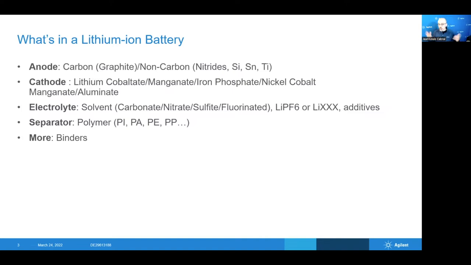So then what's really within a lithium ion battery? Like for most batteries, you have an anode, you have a cathode, you have electrolyte, separator, and binders. When you look at an anode, this is typically done either through carbon or non-carbon materials. Then you have the cathode. This is where most of the lithium is within the battery. You can have different, I shouldn't say recipes, but different types of batteries. It could be lithium cobaltate, manganate, iron phosphate, lithium cobalt manganate, and aluminate.